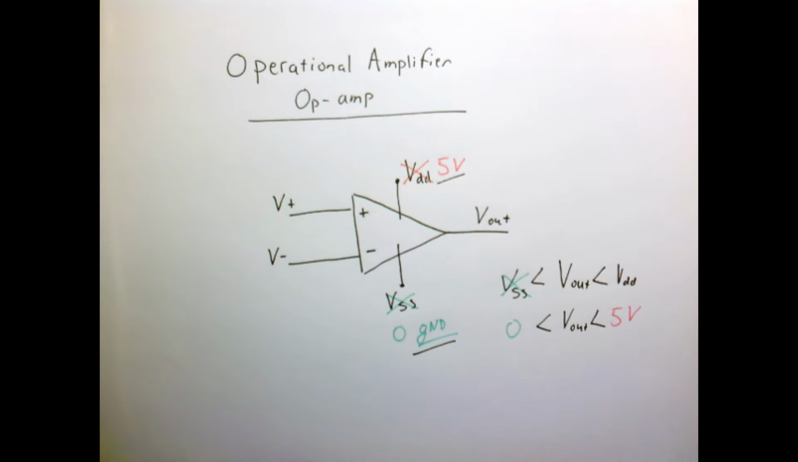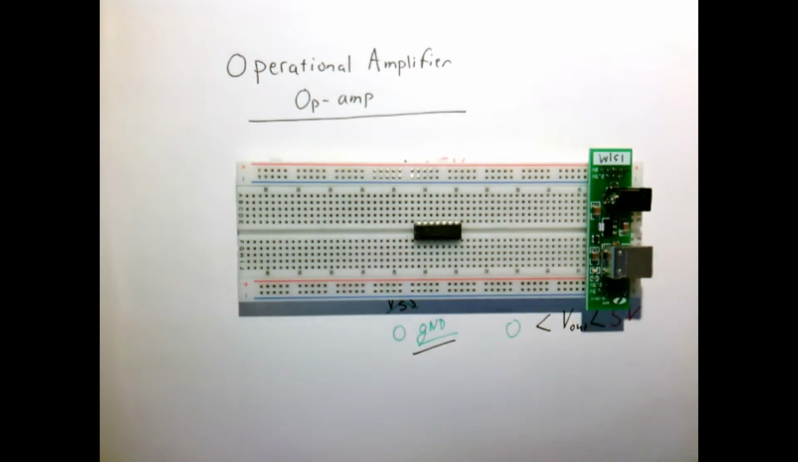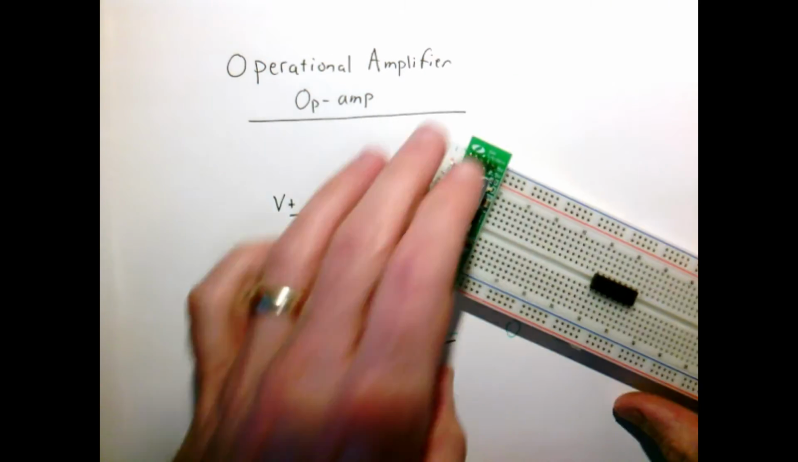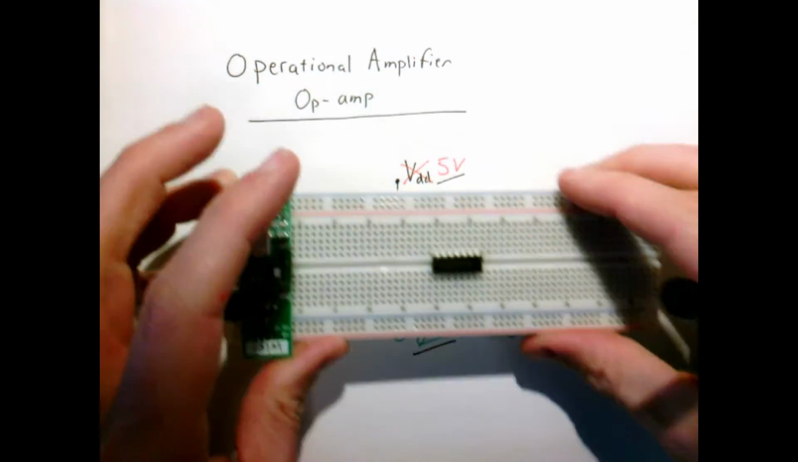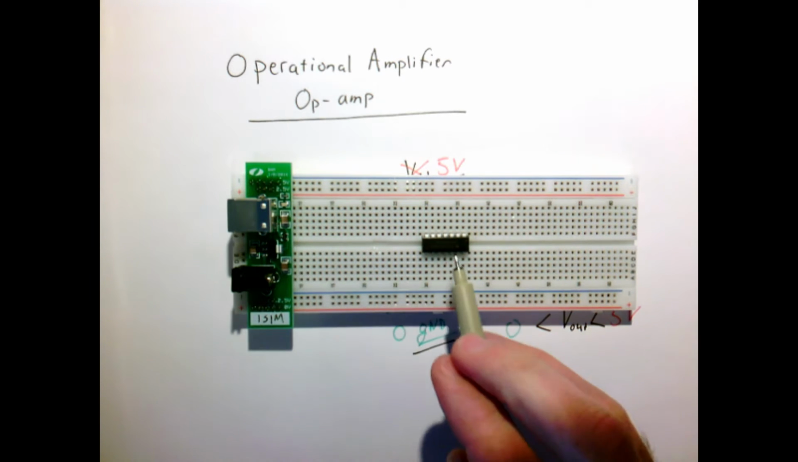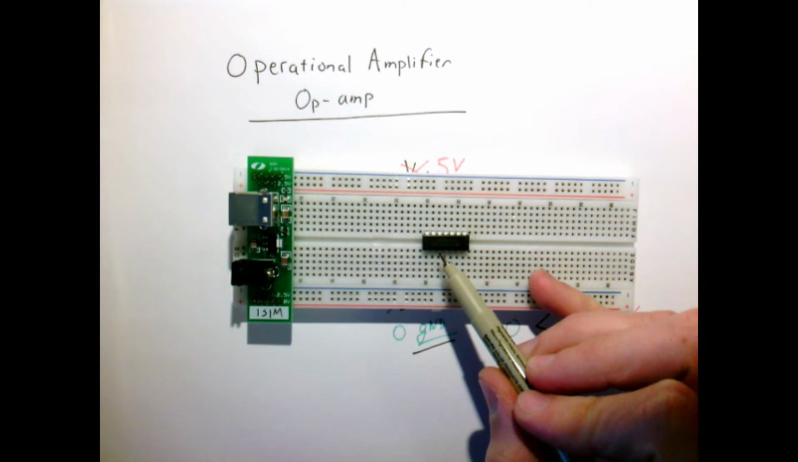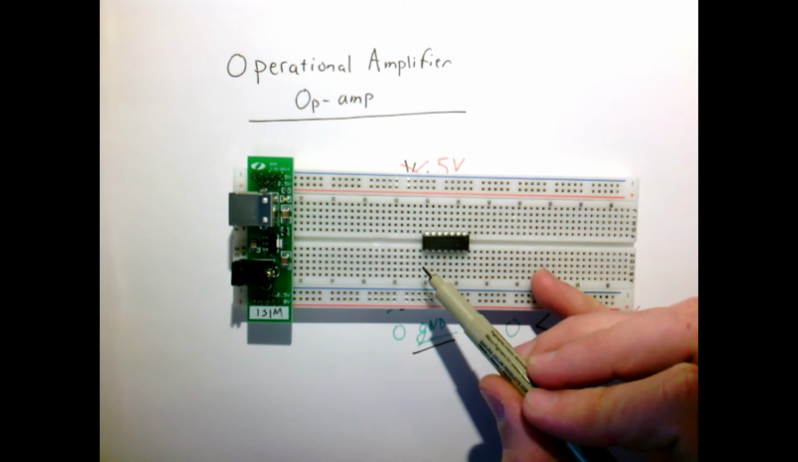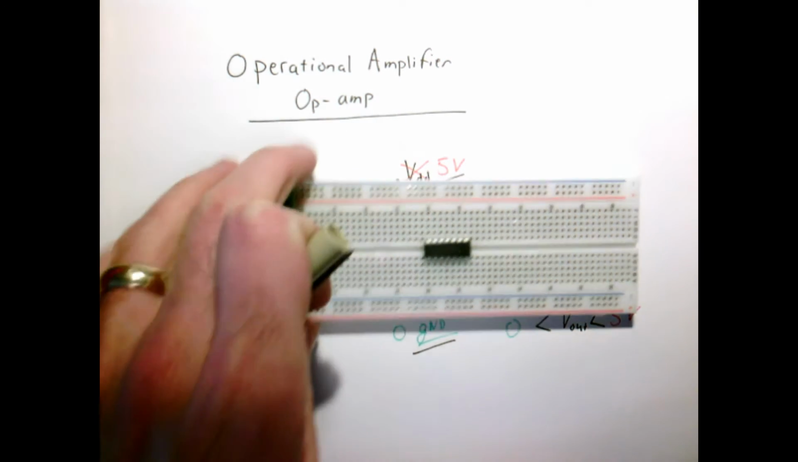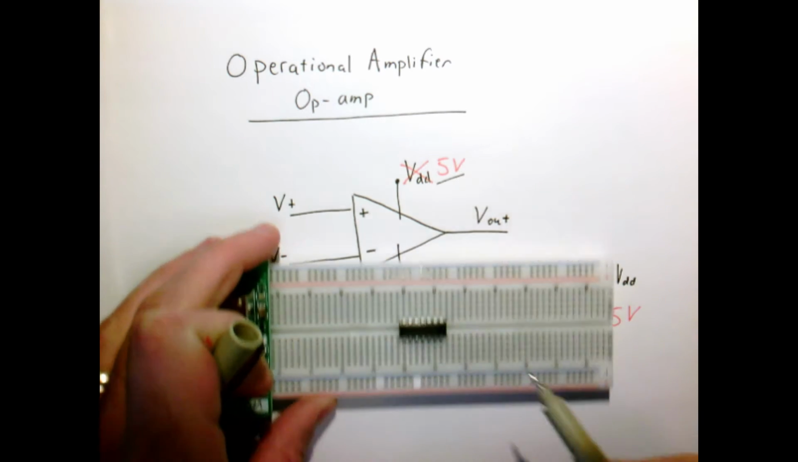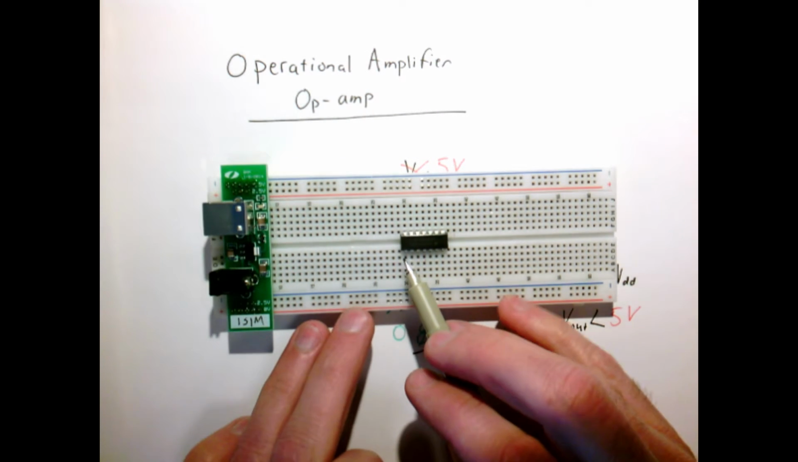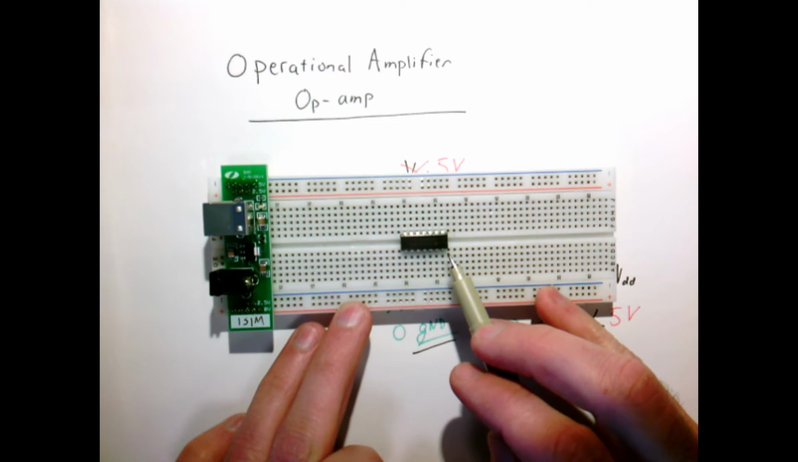Now an actual op-amp looks like the following. Here's our breadboard. This is the chip here in the middle. This is our power supply connector that we discussed earlier. This particular chip is a quad op-amp, which means there are actually 4 of these little triangles on this one chip. If you count, there are 14 pins.